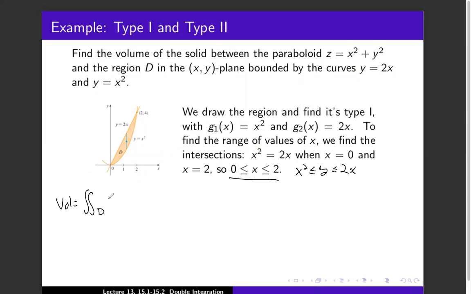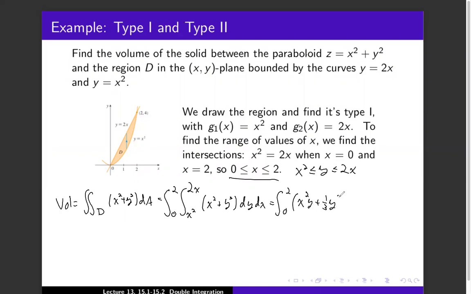So it's the double integral over D of x squared plus y squared dA, which is the integral from 0 to 2, integral from x squared to 2x, of x squared plus y squared dy dx, which comes out to the integral from 0 to 2 of x squared y plus 1/3 y cubed from y equals x squared to y equals 2x dx. And yep, it looks like I did that correctly. So what does that give us?